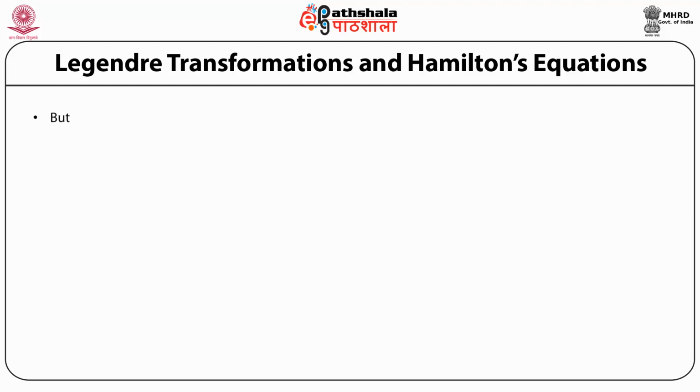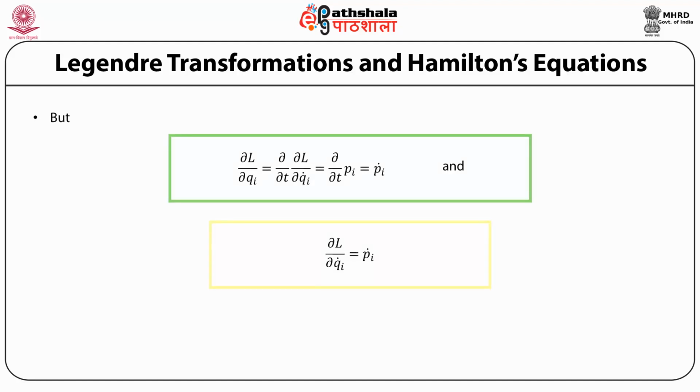But we have the partial derivative of L with respect to q_i equal to d/dt of dL/dq_i dot, which is the equation of motion. And dL/dq_i dot is defined as p_i, so it is the total derivative of p_i with respect to time, which is p_i dot, and therefore dL/dq_i is equal to p_i dot.